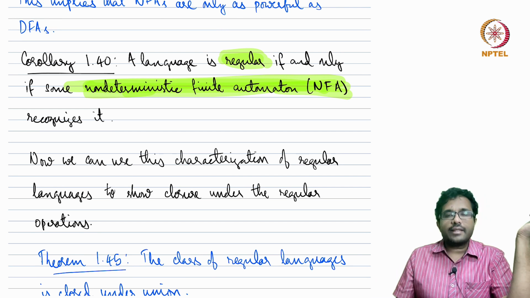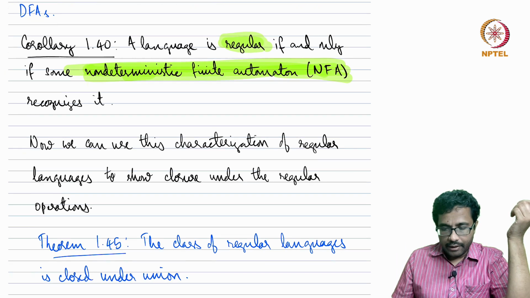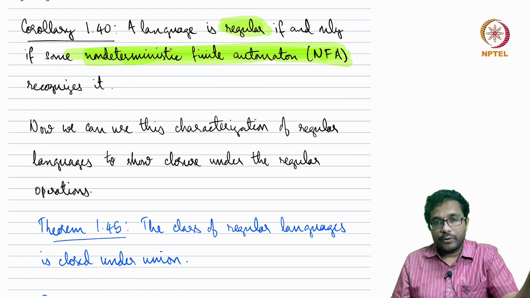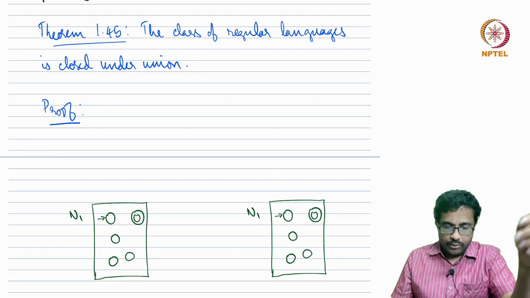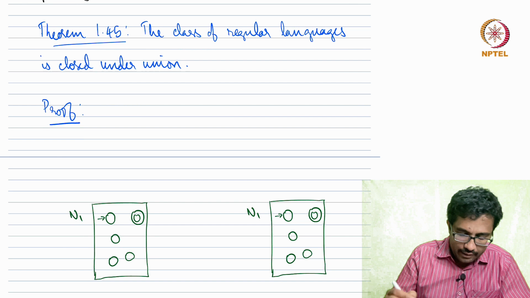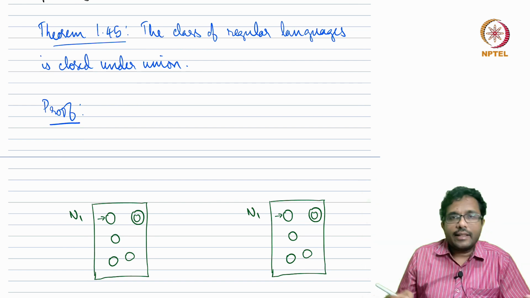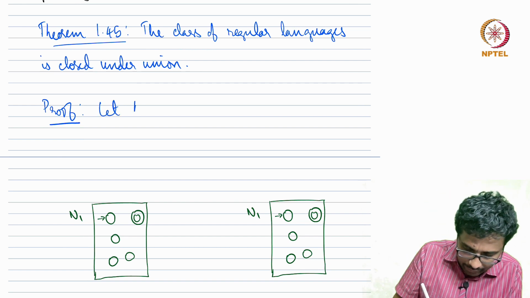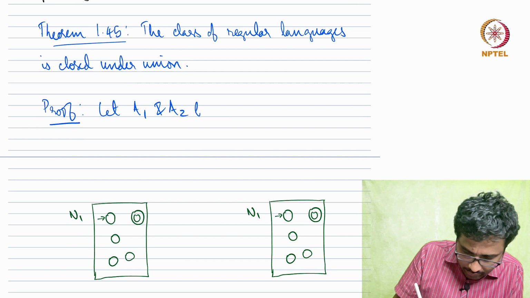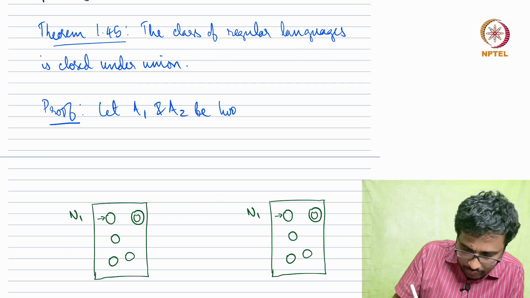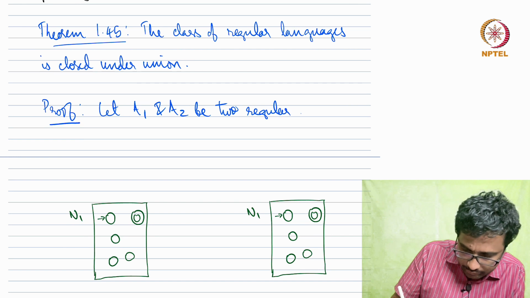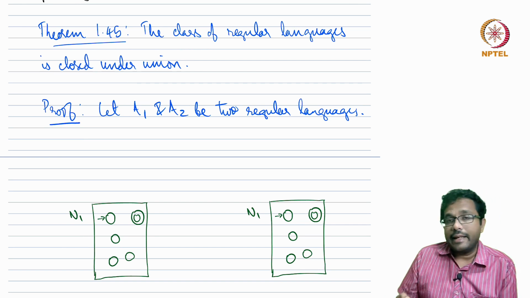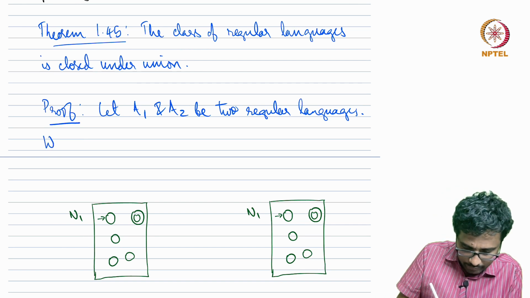So, let us first see the proof that regular languages are closed under union that uses NFAs. We already saw the proof using DFAs. To begin with, we have to show that if A1 and A2 are two regular languages, their union is also regular. So, let A1 and A2 be two regular languages. We may assume that there are NFAs recognizing them.